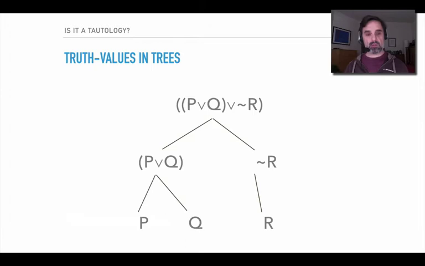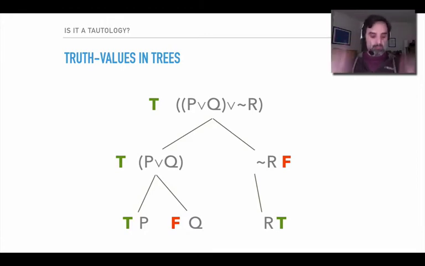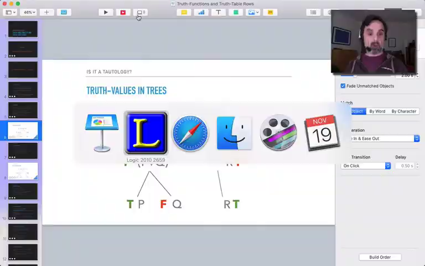Now suppose we consider the situation where P is true, and Q is false, and R is true. Well, in that situation, P or Q would be true because P is true. Not R would be false because R is true. And so the whole sentence is true because the P or Q is true. So the truth values start at the bottom of the tree at the sentence letters, and then they go up the tree. So let's take a look at that in the module.